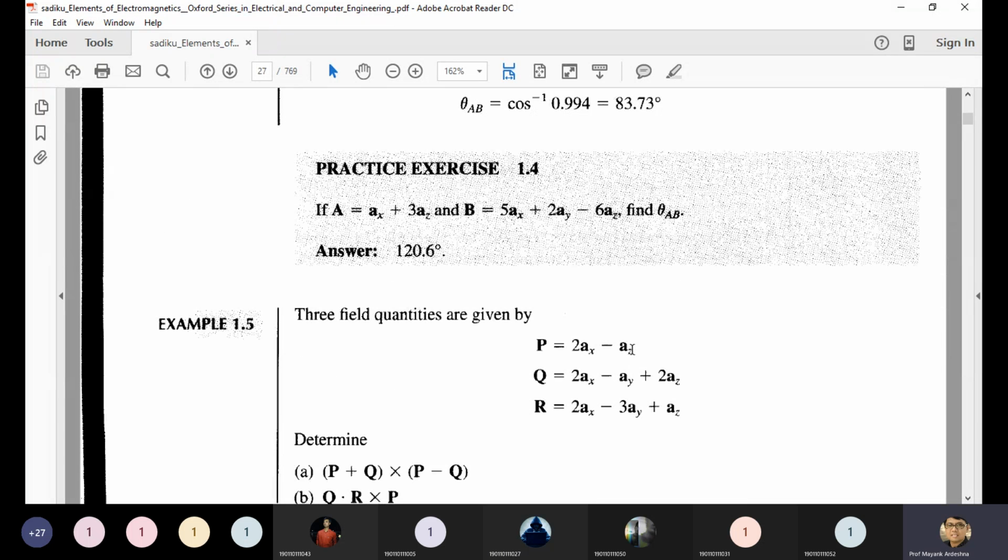write this down, all of you. The vectors P, Q and R are given. P is equal to 2aX minus aZ. Q is equal to 2aX minus aY plus 2aZ. Only the first two, P and Q. Find the components of P along Q: the scalar component of P along Q, and the vector component of P along Q.